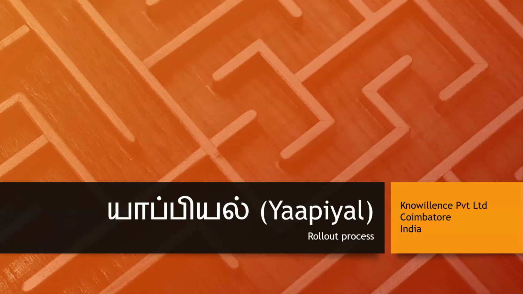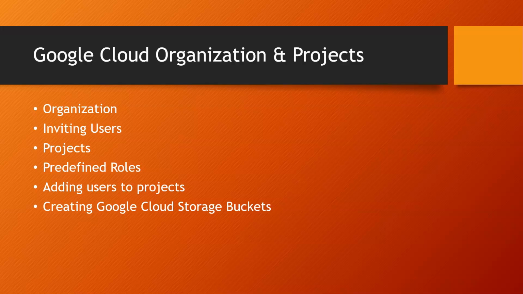Today we are going to see how to set up an organization in Google Cloud and how to create projects. So we will be hosting an organization on Google Cloud, and then we will invite the users, and then we will create a project, and we will look at some of the predefined roles available, and then we will see how to add users to the projects, and then how to create Google Cloud storage buckets in which you can store some files. So let's get started.